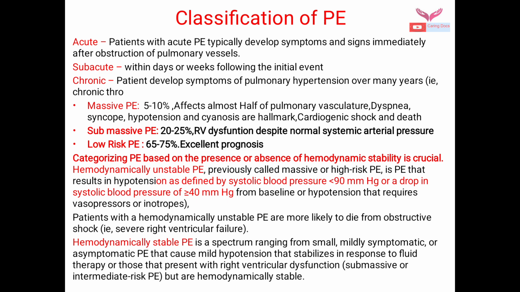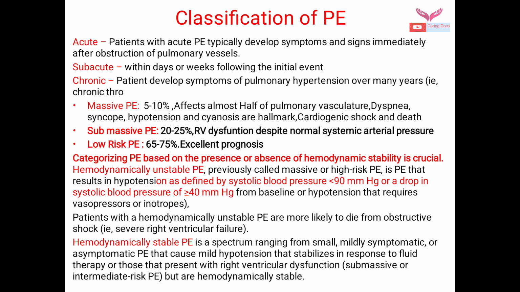Similarly, we can categorize pulmonary embolism as massive pulmonary embolism, submassive, and low risk pulmonary embolism. Massive pulmonary embolism accounts for 5 to 10% of the cases. It affects almost half of the pulmonary vasculature. Patient presents with dyspnea, syncope, hypotension, and cyanosis. Patient can have cardiogenic shock, and this may lead to death of the patient.